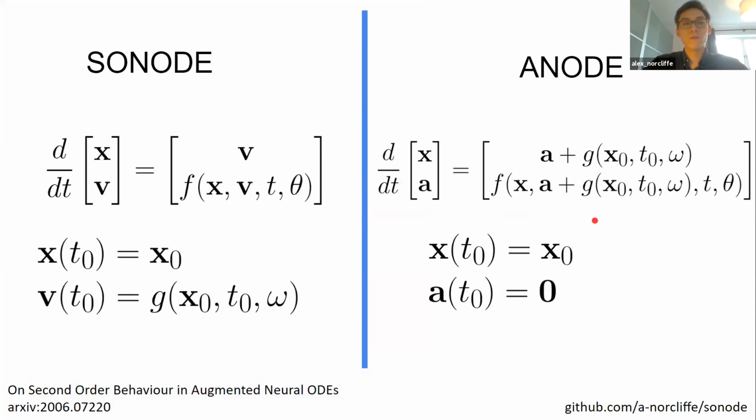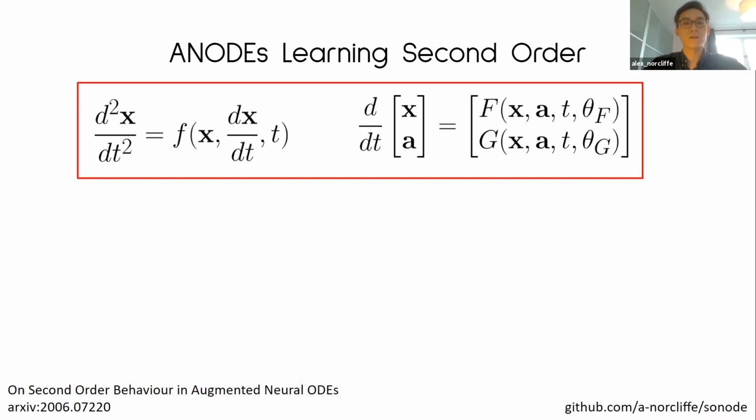But there is a more general way that ANODEs learn second order, and this is where we start seeing the interesting properties. So we start again with these dynamics. These are the dynamics we want to learn. The acceleration is given by a function of position, velocity, and t. And then this is the ANODE that's trying to learn it. So we have dx/dt is some function, capital F, and dA/dt is some function, capital G.